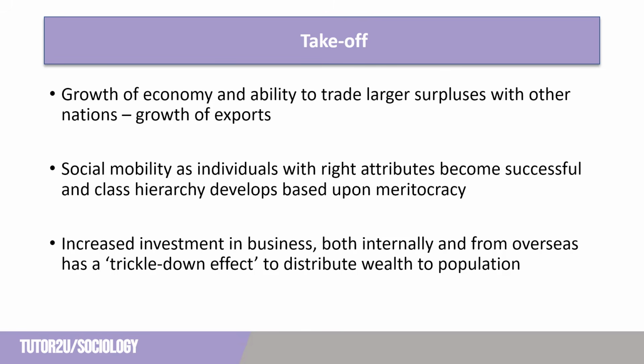At this stage, nations have the ability to trade larger surpluses with other nations and reinvest profits into developing the infrastructure further, maybe even diversifying from primary goods like cash crops such as coffee, wheat and grain, to secondary goods, textiles and light manufacturing. At this stage there is an emergence of a social hierarchy, as individuals become socially mobile and those with the right skills and attributes gain higher status as meritocracy and individualism take hold.